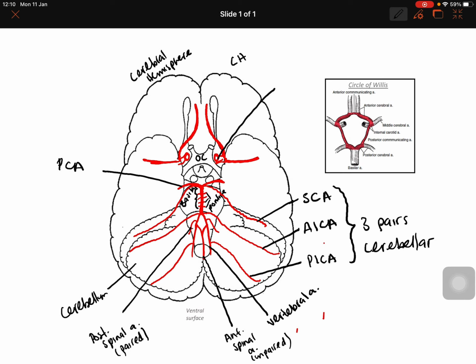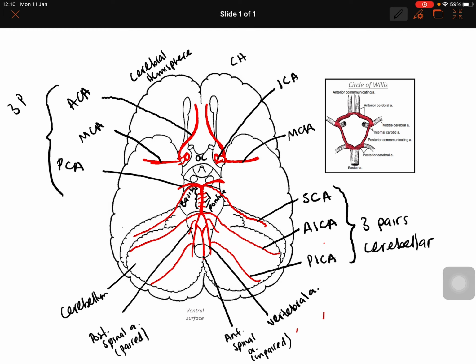So let's label them. This common trunk, the internal carotid artery, is going to give rise to the MCAs on either side and the anterior cerebral arteries, ACAs. One more time, we can appreciate that we have 3 pairs of cerebral arteries: the ACA and MCA coming from the internal carotid, whereas the PCA came from the basilar artery.